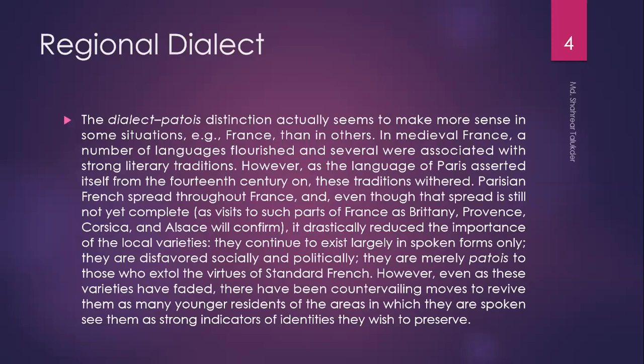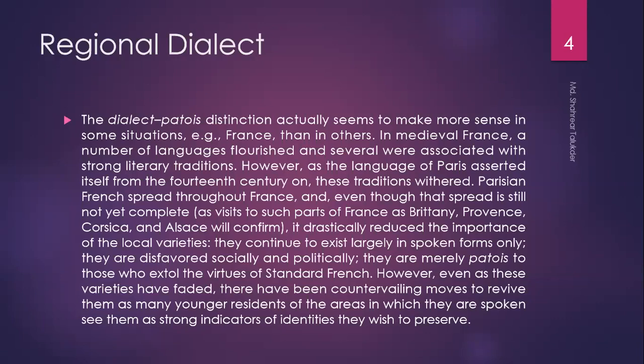So the situation of France, actually, we're going to learn now. It says that in medieval France, a number of languages flourished and several were associated with strong literary traditions. So you see, there are lots of dialects, varieties of the same language, that also had literary traditions. So that means they had written form, and lots of things are written in those dialects.